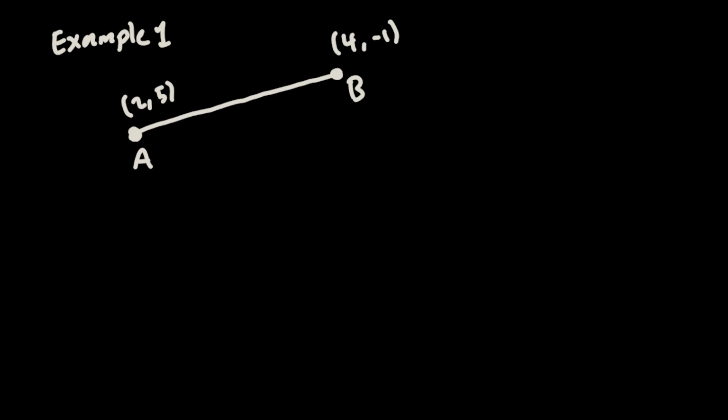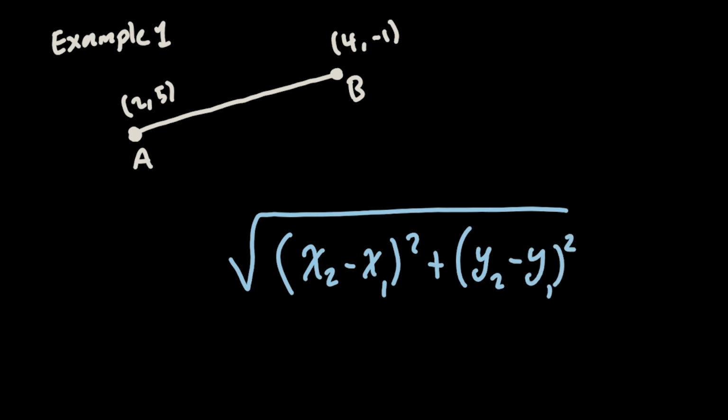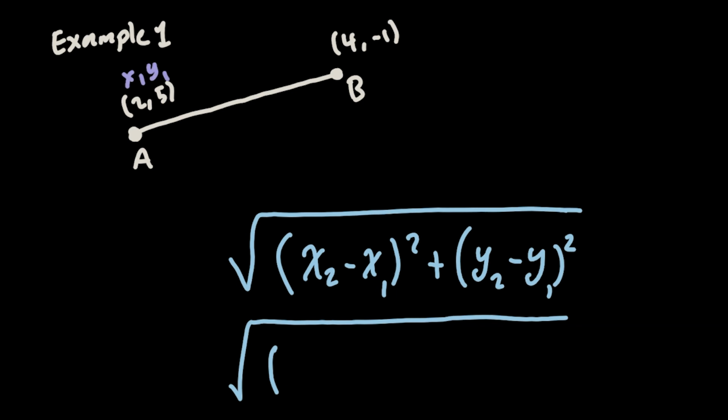Example number 1 says we want to find the distance between point A and B. To find the distance, we will just use our formula. We'll take the square root of (x2 minus x1) all squared plus (y2 minus y1) all squared. Now we will substitute. Let me just write it again. Here's x1, y1. This is x2, y2. So we will just substitute now.